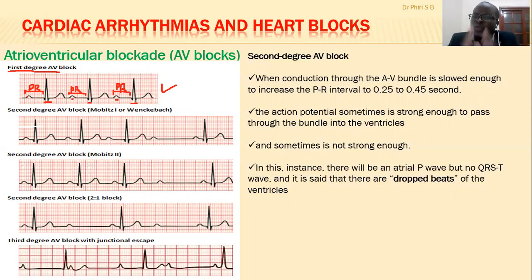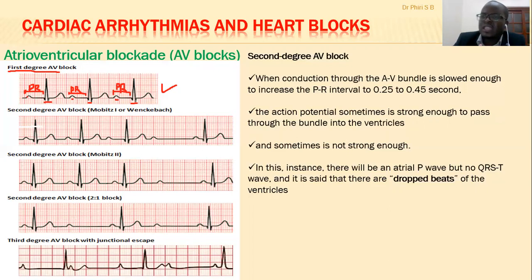But here, if you have prolongation of between 0.25 to 0.45 seconds, then the action potential sometimes is strong enough to pass through the bundle to the ventricles, and then sometimes it's not strong enough to pass. So it means that another P wave won't be followed by a QRS complex. So you have prolongation of the PR interval, but sometimes a P wave is not followed by a QRS complex. Then you have a second degree AV block, which is more severe than the first degree.